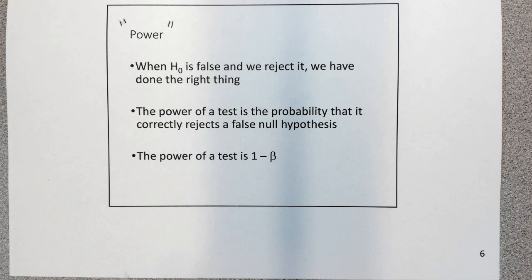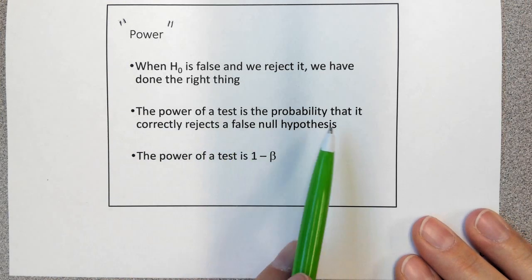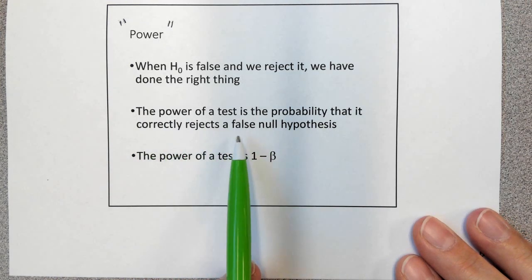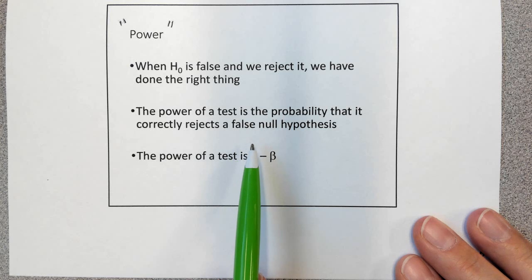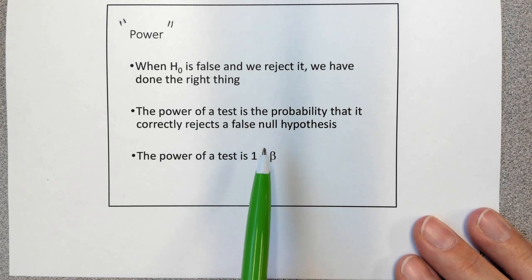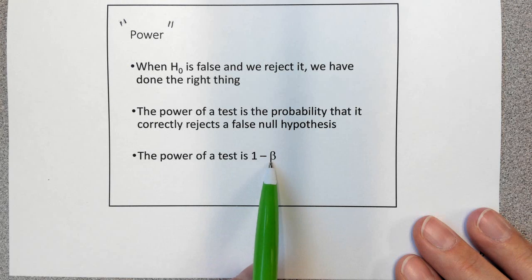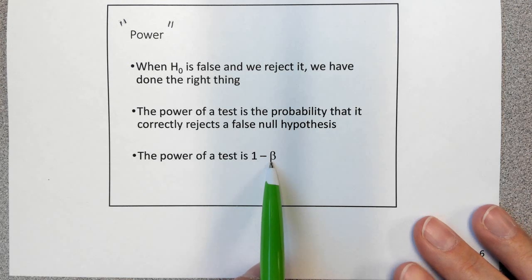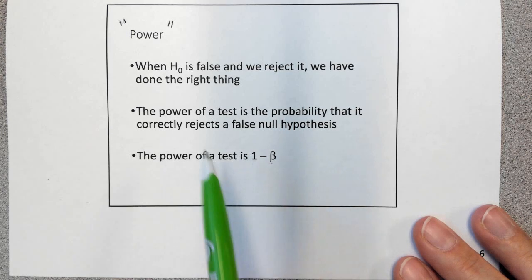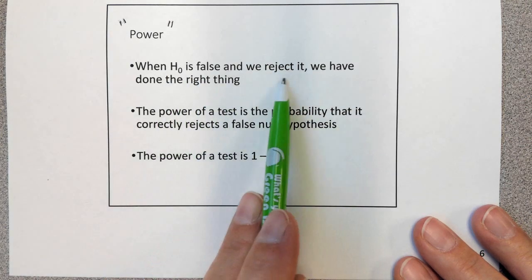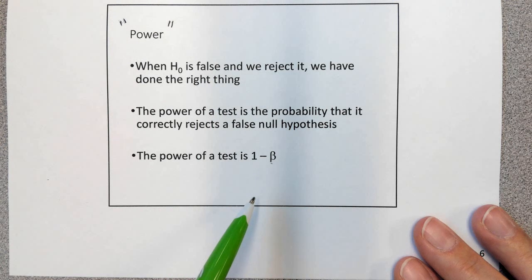That's what we're looking for. That's the big deal. And the power of the test is the probability that we correctly do it. So power is measurable. We just don't have to measure it in this class. It is 1 minus beta, but you don't have to calculate beta, which means you don't have to calculate 1 minus beta. But the better chance we have of rejecting a false null, the higher our power gets.